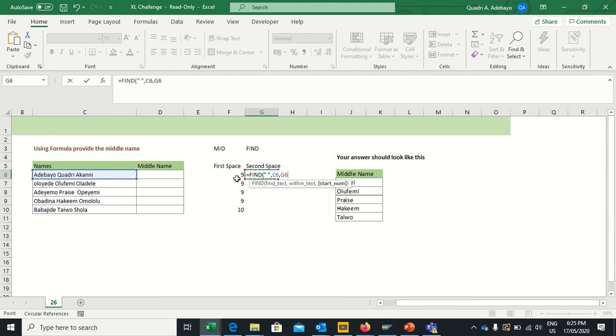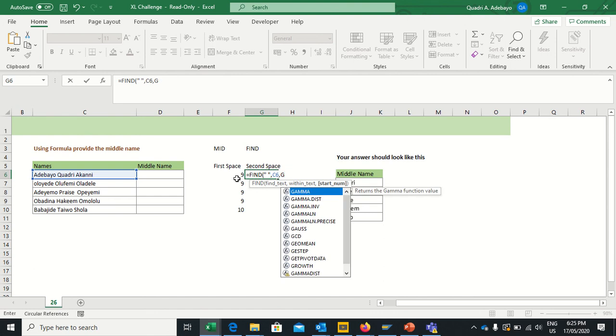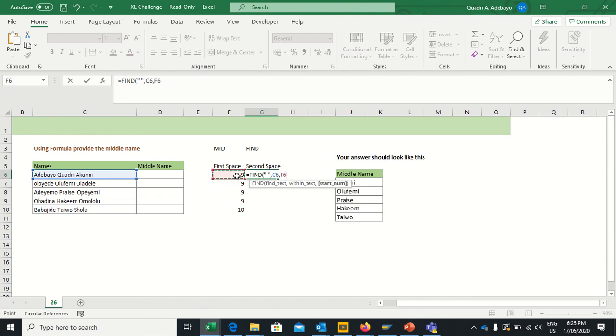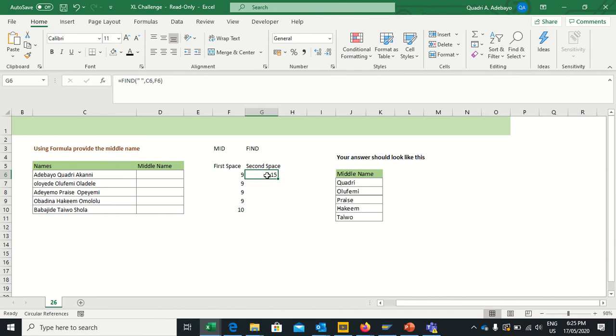In order for me to do this, I don't need to write any formula again. I will just refer to this. This is where the first space is. You can see, if you count this, Adebayo is 7, the space is 8, and Quadri is 7. So 9 plus 7 is 16. That is not right: Adebayo is 7, the white space is 8, and Quadri is a 7 letter word, making it 15. So that is why we have 15 here. This is the position of the second space.